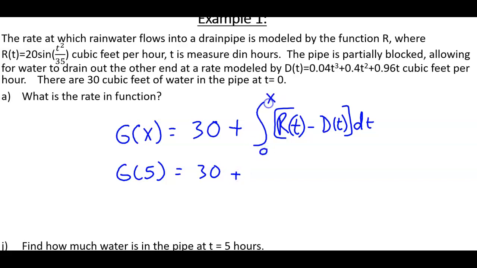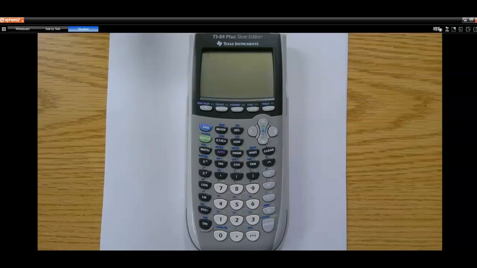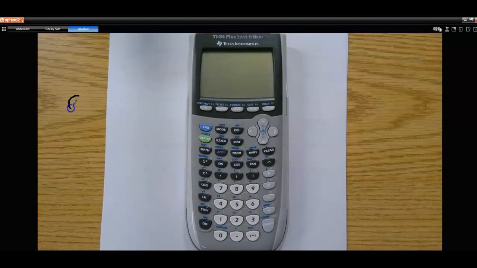Oh, I forgot this. So my integral now becomes from going from 0 to 5. And once again from here, we're just going to transition into using the calculator to answer the rest of the question. So for this one, what I want to figure out is g of 5, right? But to do that, basically what I'm going to type into my calculator is 30 plus the integral. So here we go.